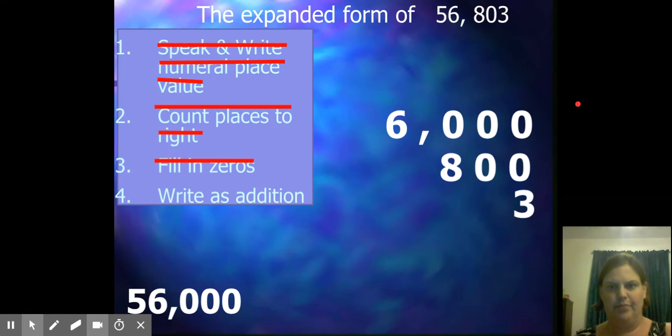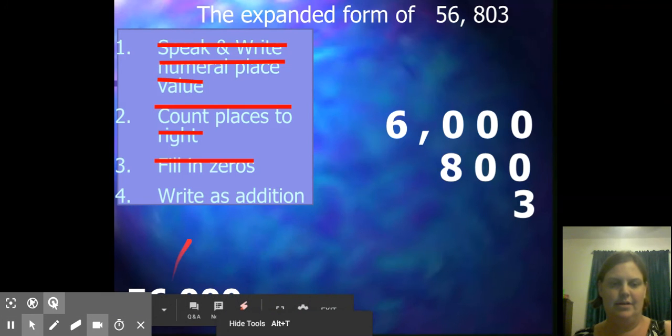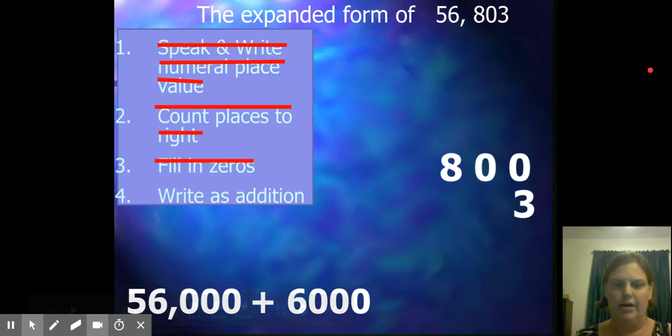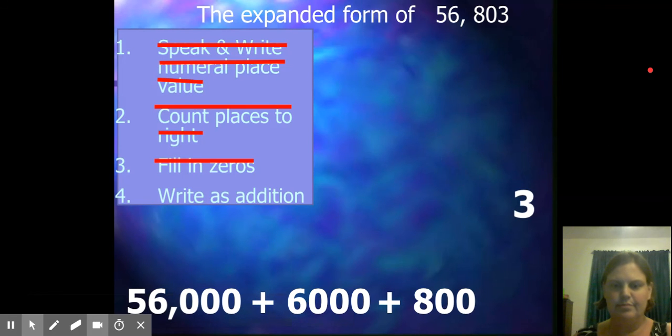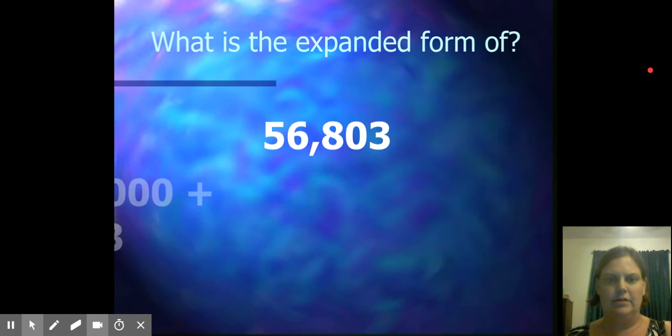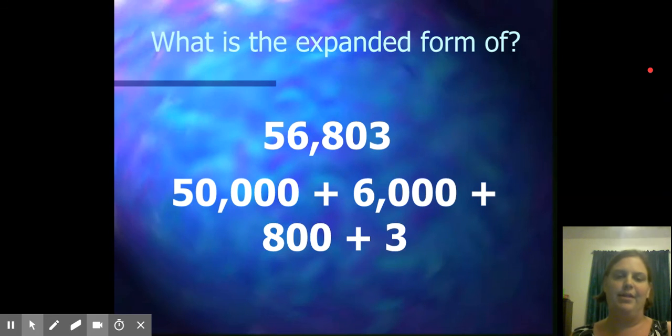50,000. Oh, haha, I have a typo. That should have said 50,000. I apologize. Ignore that. Ooh, now it's hard to see it all. 6,803. You think that came out right? Oh, that came out right. Look at that. I don't know what happened. Just a typo. I'm sorry.